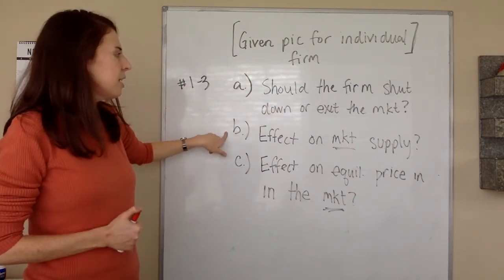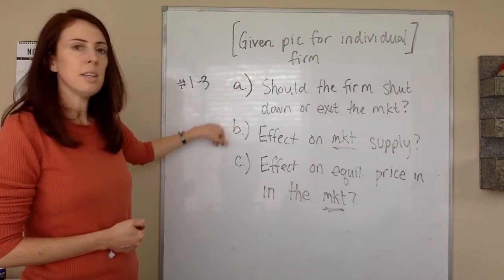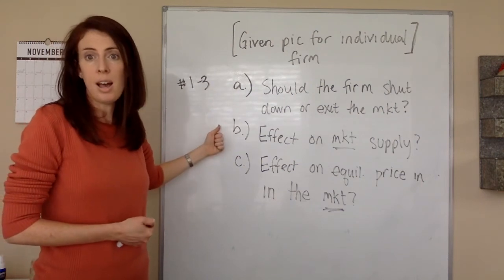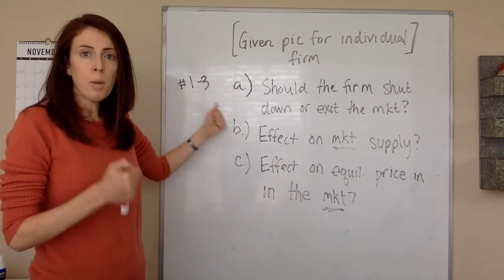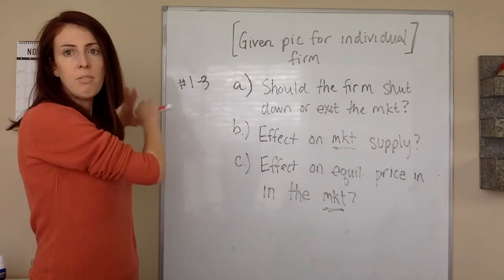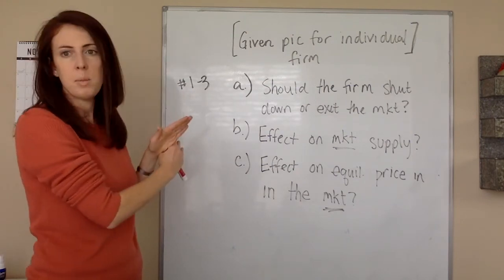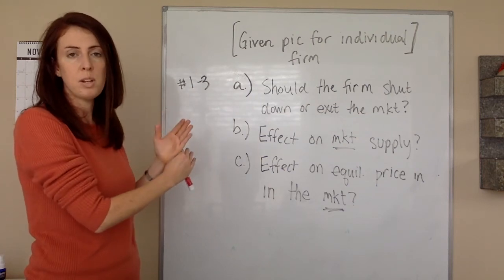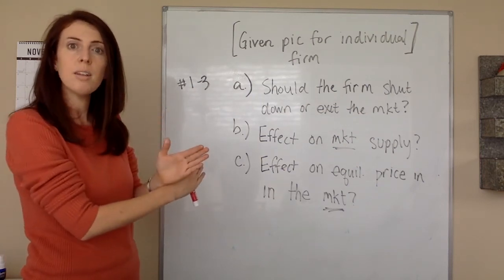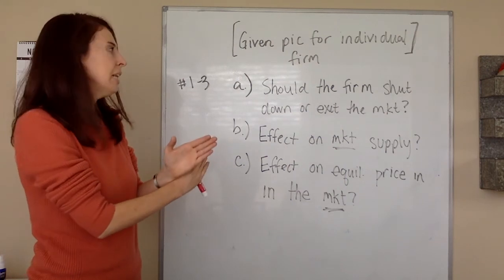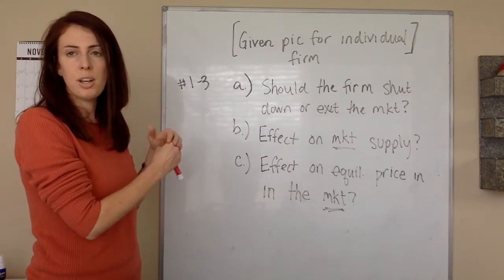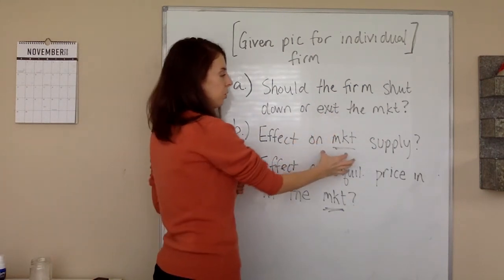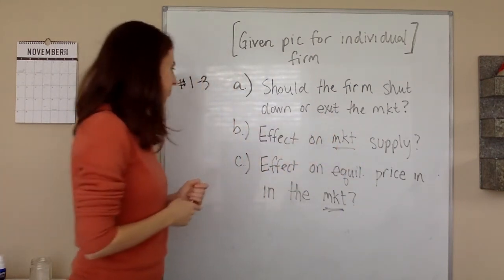Part B then is tell me, given your answer to part A, what will be the effect on the market supply? So recall the market has its own separate graph that looks like a regular supply and demand curve. And then the market supply curve either shifts right or shifts left depending on whether firms are entering the market, which they will if there's positive profit, or leaving the market, which they'll do if there's negative profit. So I want you to tell me, in the market, will the supply curve shift right or shift left?